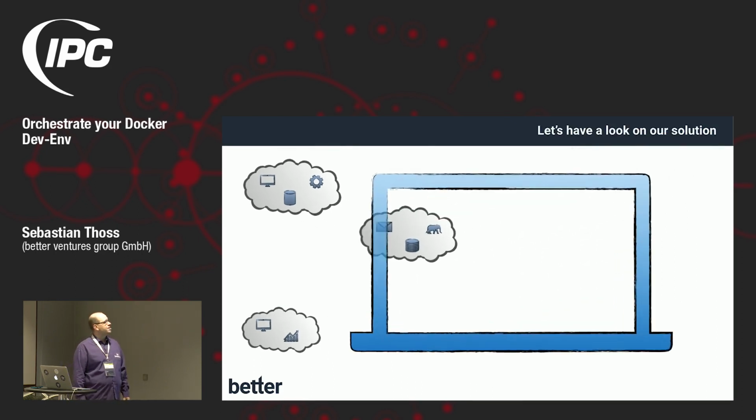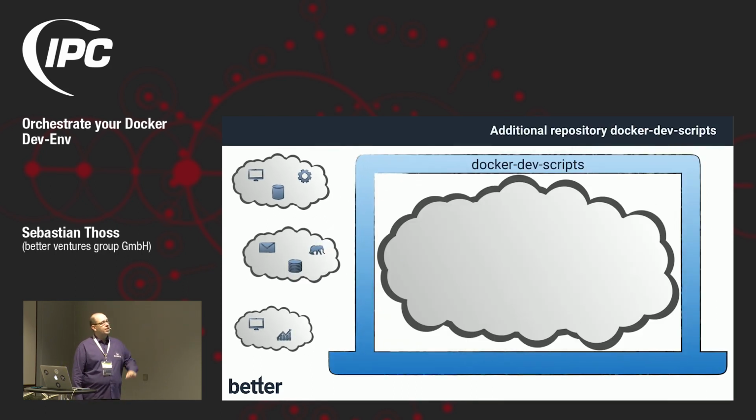So we defined that we need a new script box. This is a new repository, which I now called Docker Dev scripts. We will get to that point later as well. And this Git repository doesn't know how to build each project.